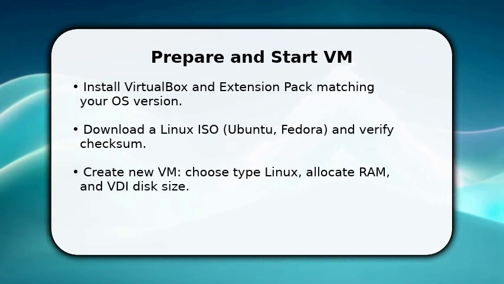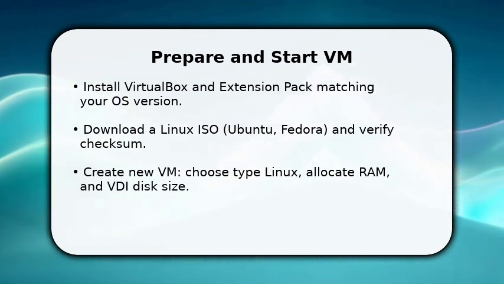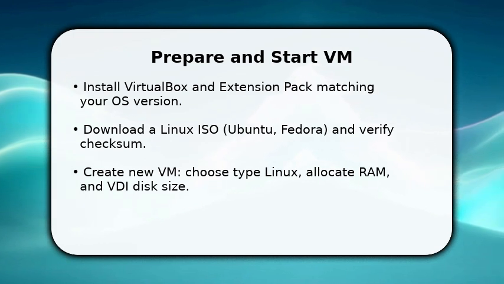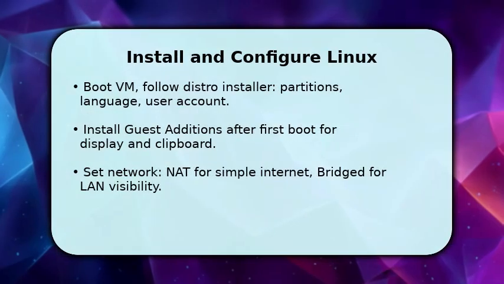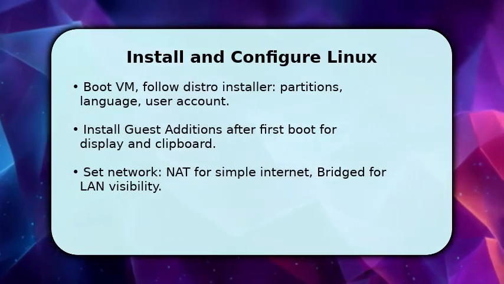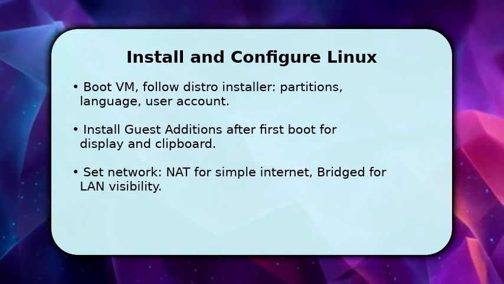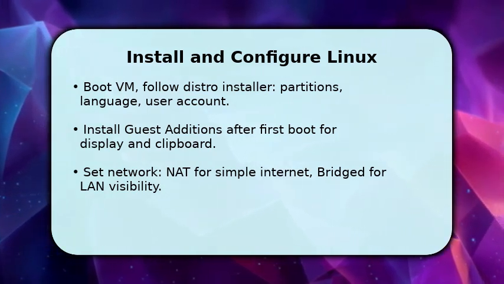Once done, attach the ISO to the VM's optical drive so you can boot into the installer immediately. You boot the VM and proceed through the Linux installer, choosing partitions, time zone, and creating a user account. This is where you decide disk layout and swap.